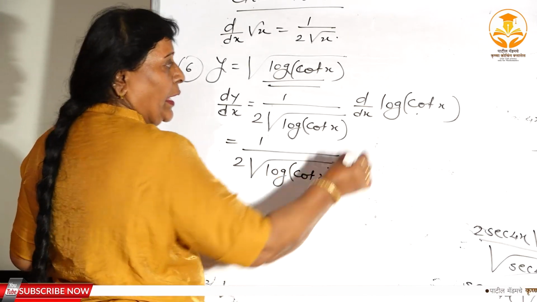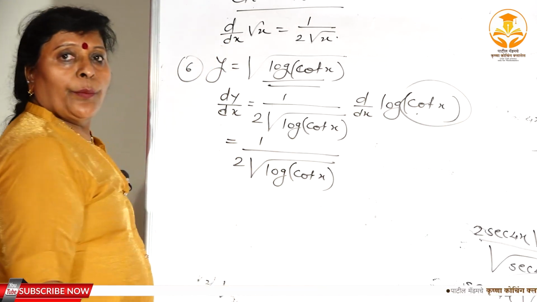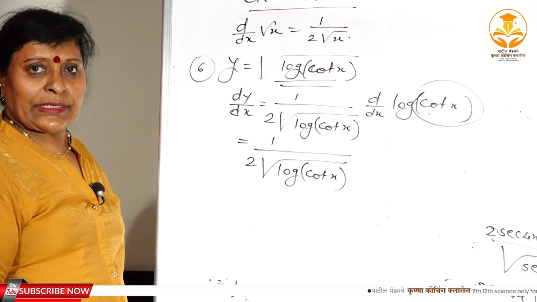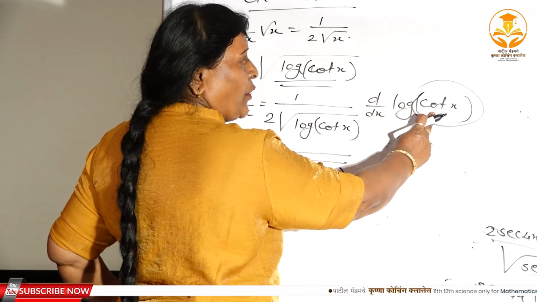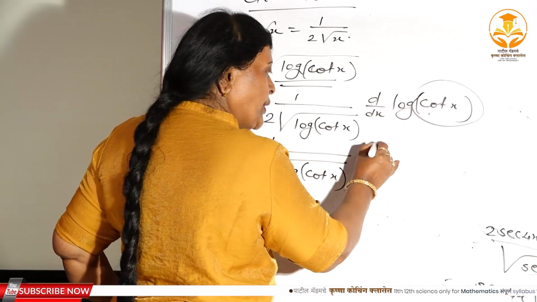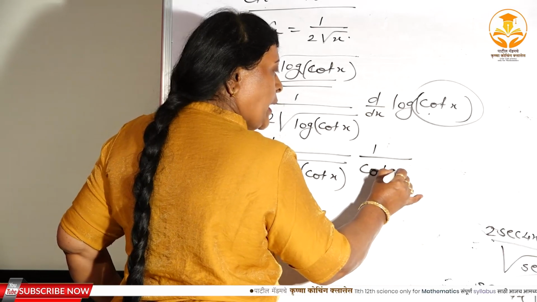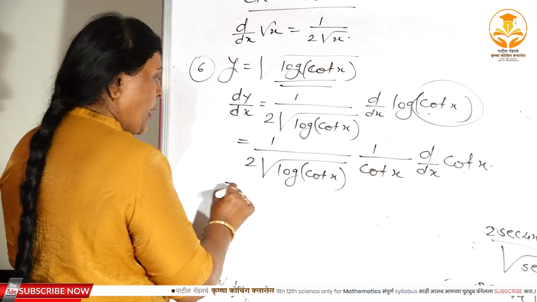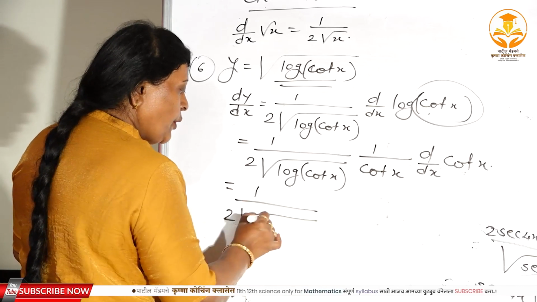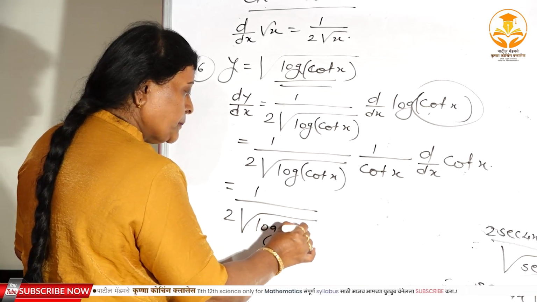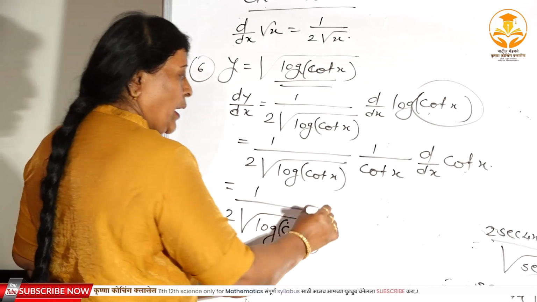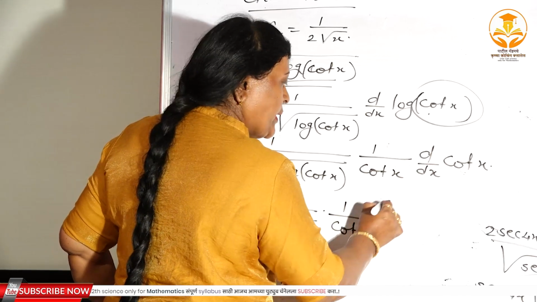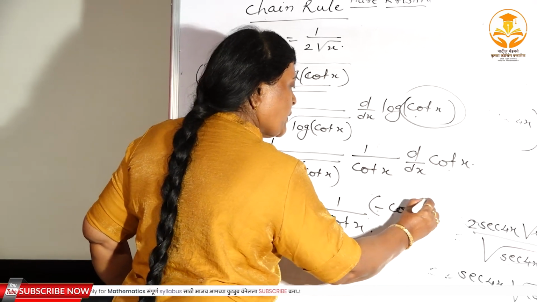Here again you have to substitute u, because you know the derivative of log x, but you don't know the derivative of log of cot x, isn't it? Therefore here in place of cot x you have to substitute u. The derivative of log u is 1 by u, 1/cot x. Again you have to take d dx of cot x, right? Now 1/2 root of log cot x, right? Again 1/cot x, and what is the derivative of cot x? That is minus cosec square x, right?